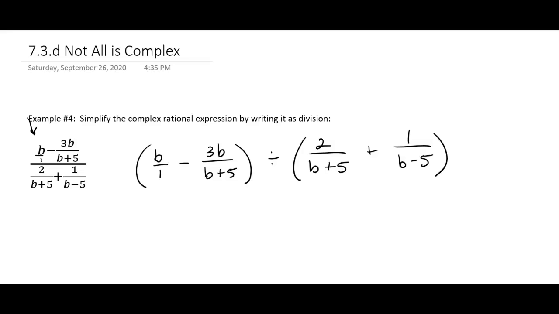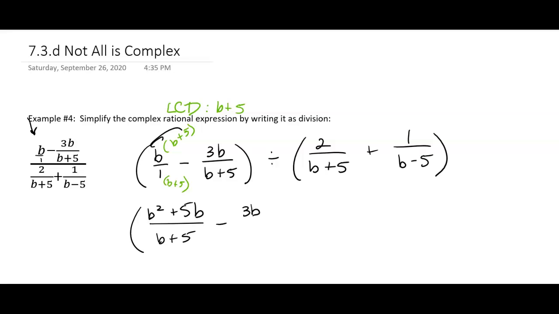Okay, so now we want to think about the first set of parentheses in the subtraction. So we're going to need an LCD here. The LCD is going to be b plus 5. So I'll have to multiply by b plus 5 right in there to get those denominators the same. So when I do that, when I multiply things out, I get b squared plus 5b, so I'm distributing here, over b plus 5, minus 3b over b plus 5. So that's in the first set of parentheses.